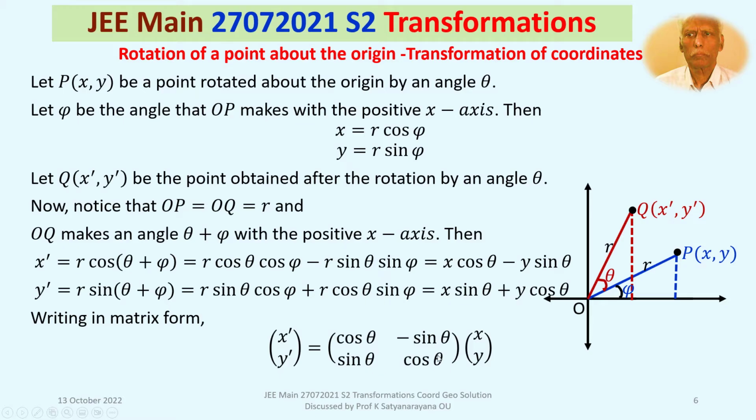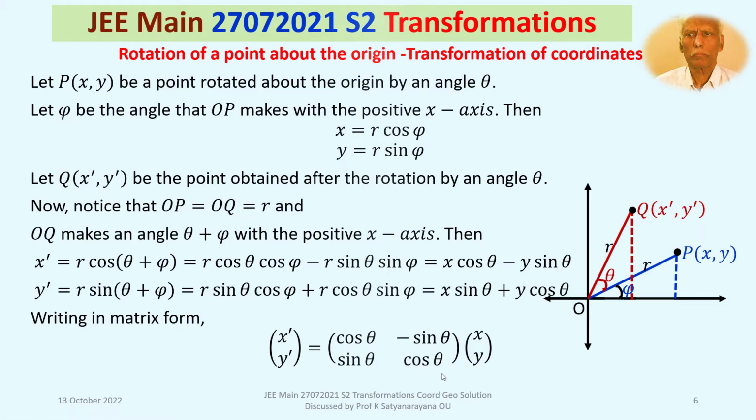Matrix of the rotation, and this is the rotation of the point P(x, y) about the origin. The transformation of coordinates will take place as x', y' when that P(x, y) is rotated about the origin by an angle theta in the anti-clockwise direction. So this is the formula which you have to remember.